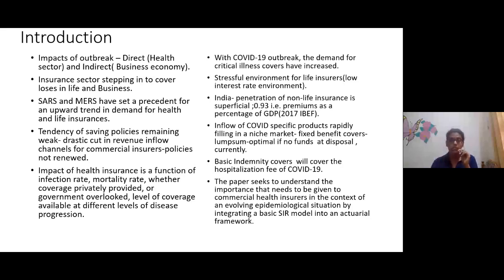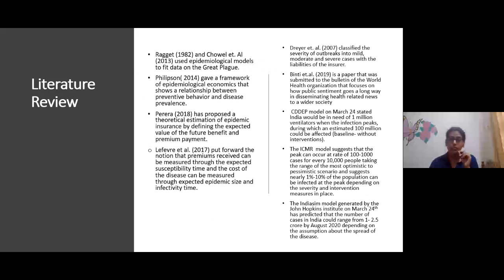And Dreyer, in 2007, before that, came to a classification. He said that the severity of an epidemic outbreak can be determined according to the burden it places on the insurance company. So he said that the epidemic can be classified as severe if the insurance burden is severe on the insurance company. And after the COVID outbreak, obviously there has been an influx of literature on the field.